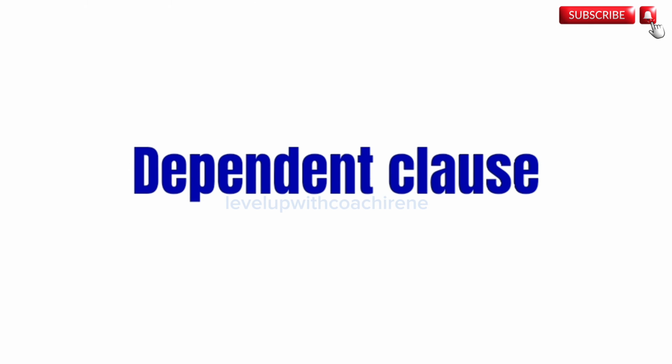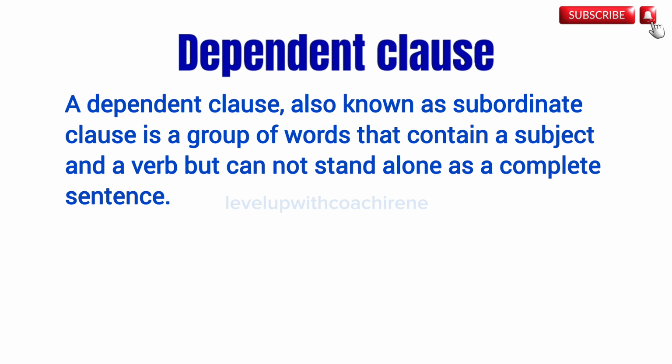Next, let us look at dependent clause. A dependent clause, also known as subordinate clause, is a group of words that contain a subject and a verb but cannot stand alone as a complete sentence. It depends on an independent clause to form a complete thought.